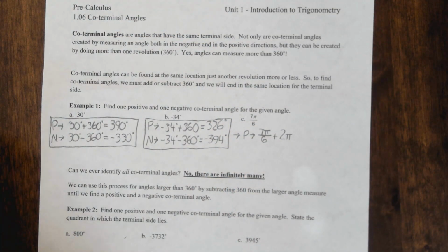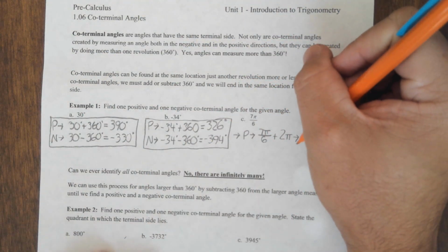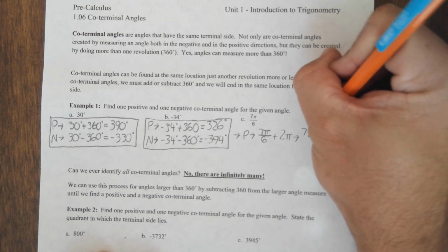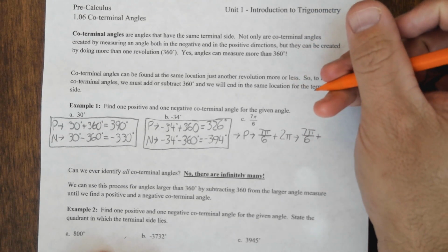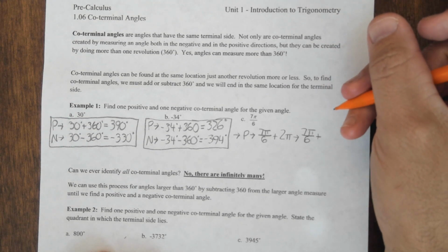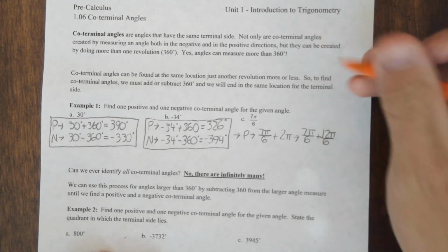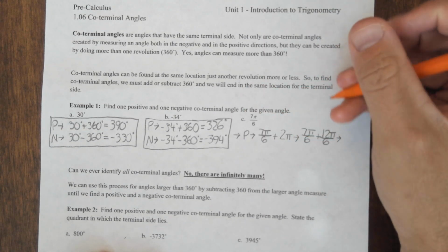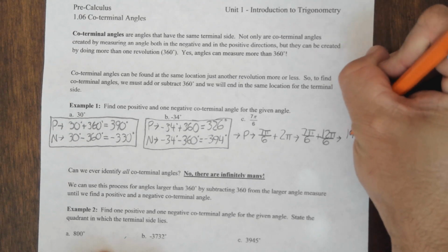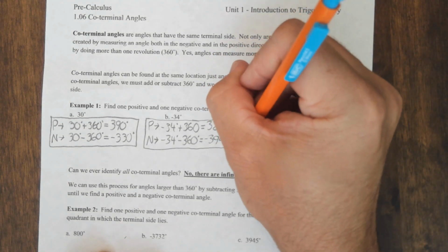Now, if you don't have access to that, then you have to get like terms. This is how I did it. I did 7 pi over 6 plus 2 pi, which as a fraction with a denominator of 6 is just 12 pi over 6, because 12 over 6 equals 2. When you do that, you're left with 19 pi over 6, which is your positive.